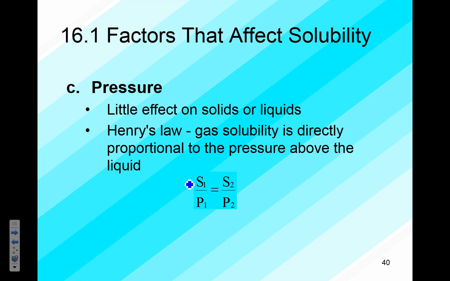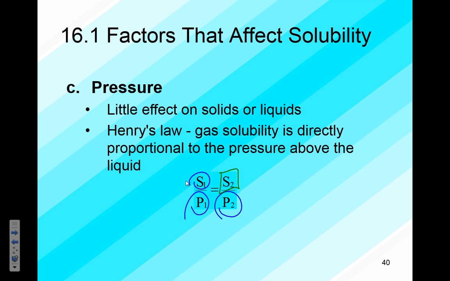So if I know the solubility of a substance at a given pressure, and I know what the new pressure is, I can calculate the new solubility. And that's one of the things you should be able to do for homework: apply Henry's law just like we did with other gas laws last chapter. Fundamentally, this only applies to gases. And remember, gases are not very soluble in water because it's a polar nonpolar situation.